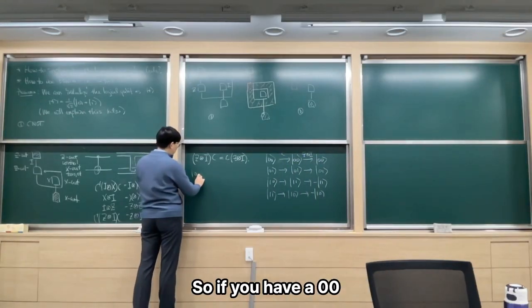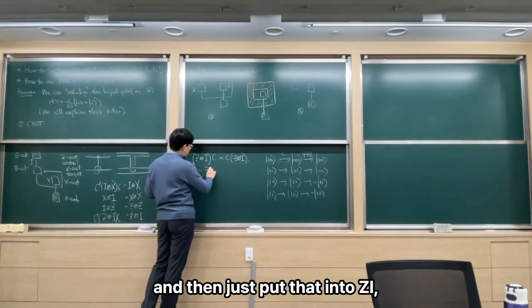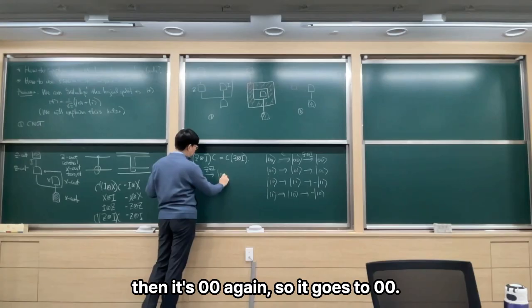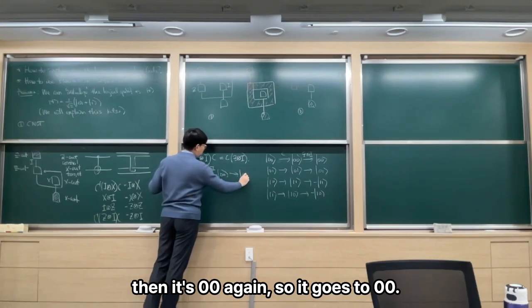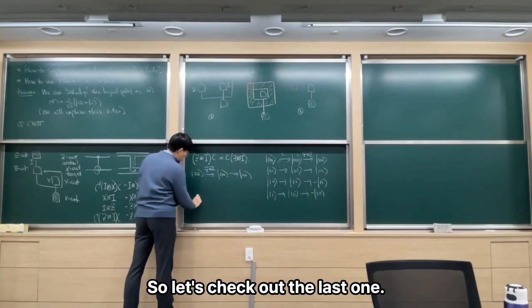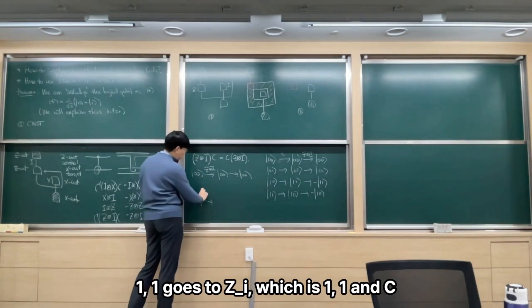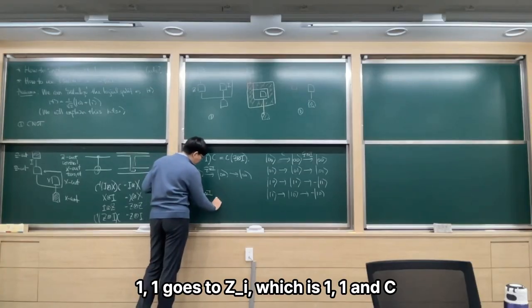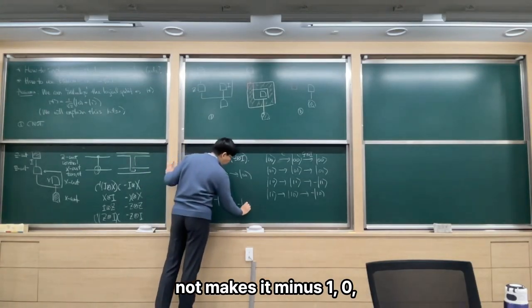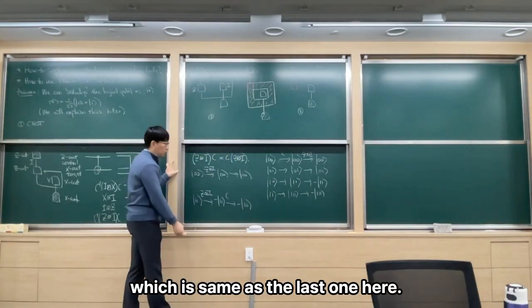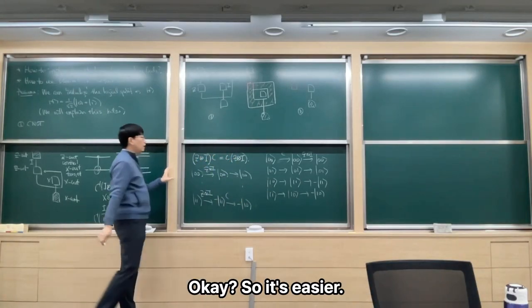So if you have 0, 0 and put that into Zi, then it's 0, 0 again. So basically it's the same. Let's check out the last one. 1, 1 goes to Zi, which is 1, 1, and C0 makes it minus 1, 0, which is the same as the last one here. Okay, so it's easier.